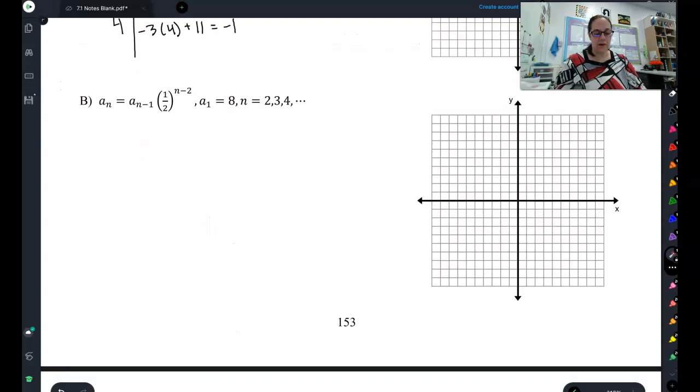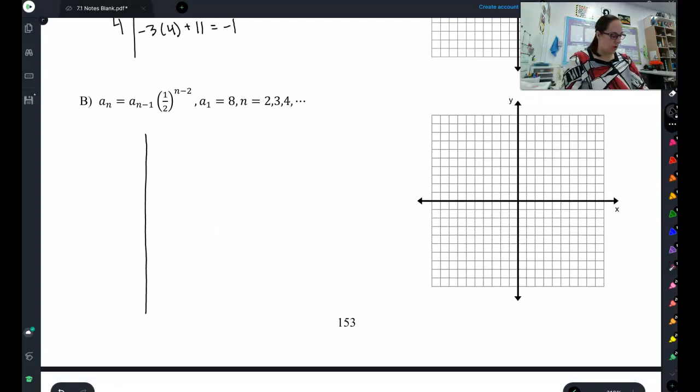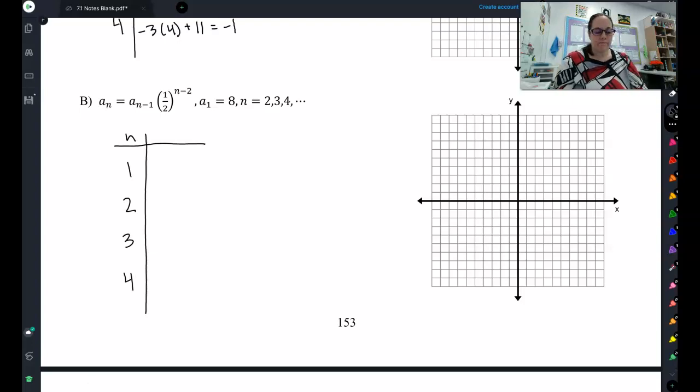So with that in mind, let's try another one. This equation is slightly more complicated, so let's plug stuff in and see what's happening here. Once again, we want our first 4 terms of this sequence. So basically, what I'm going to do is plug that number into this equation. Now, the first one I don't need to do because it tells me what the first one is. The first one is 8.